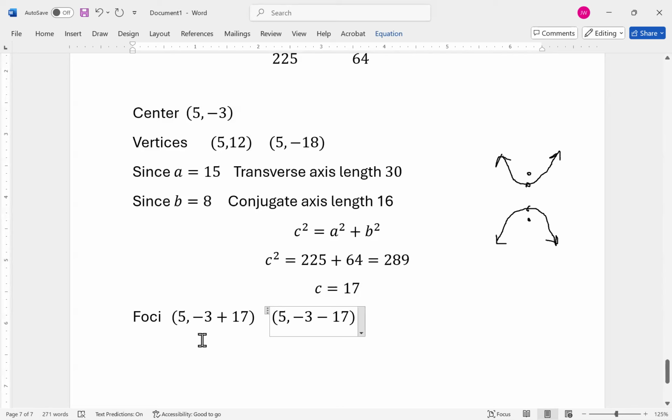When I move up 17 units, I get to the point (5, 14). When I move down 17 units, I get to the point (5, -20). Notice that this is 2 units beyond my vertices. Each focus is past my vertex.